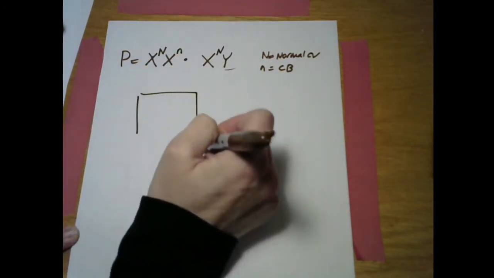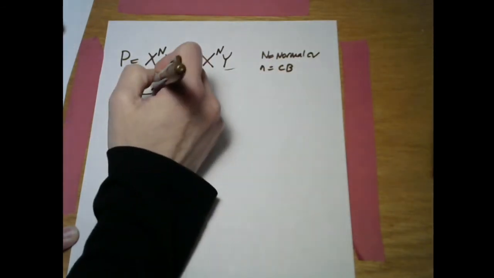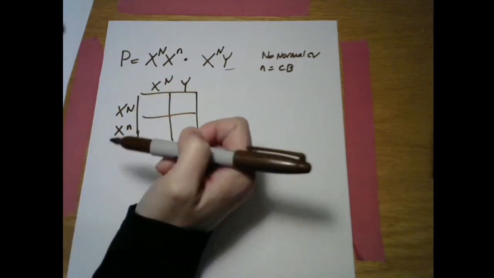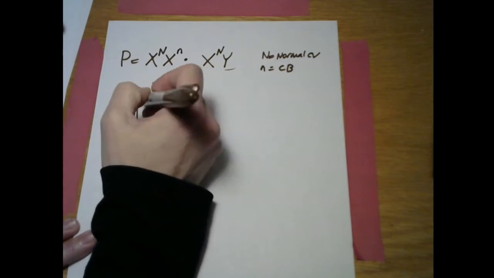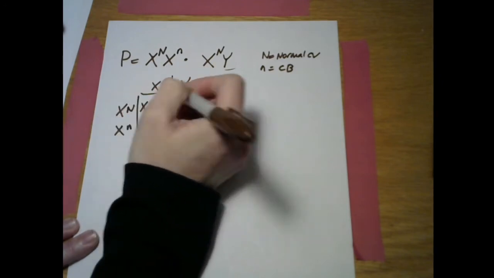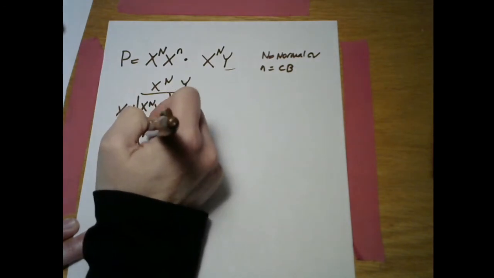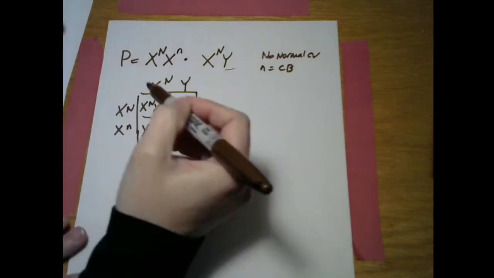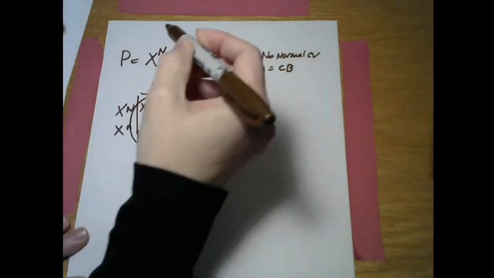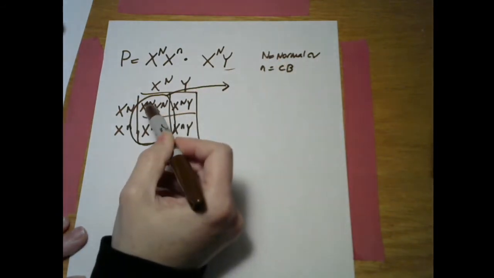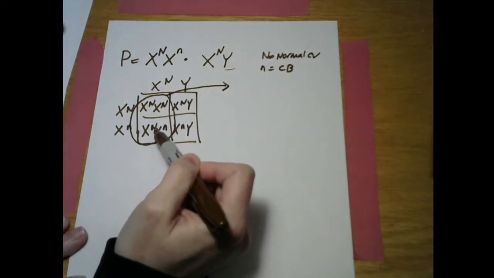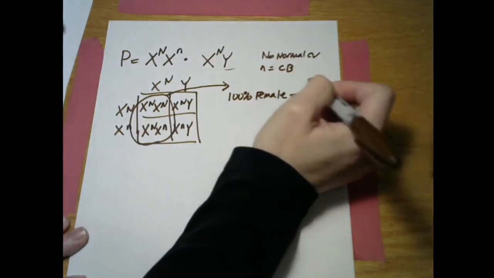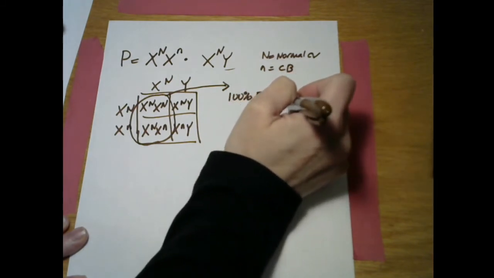So let's cross these two parents so that we can see how this works. My normal vision male goes across the top, and my carrier female goes down the side. Whatever touches the box goes into the box, so X capital N, X capital N; X capital N, Y; X capital N, X small n; and X small n, Y. If we look at these children, over here we have the females, right? And interestingly enough, because each of the females carries at least one normal color vision X, 100% of our female offspring will have normal color vision.